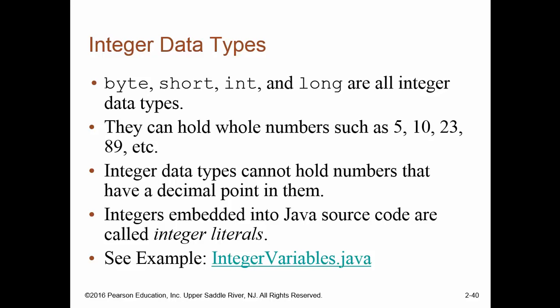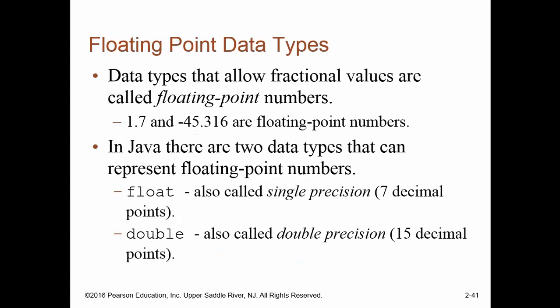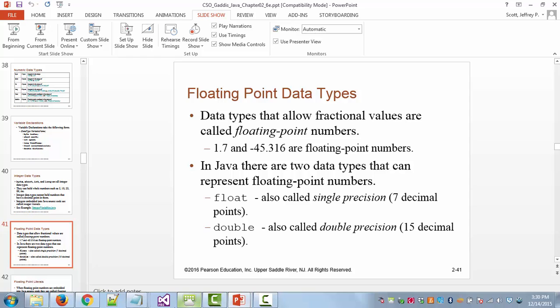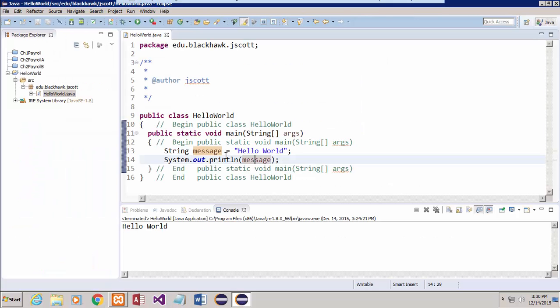Again, byte, short, int, and long are all integers, so they hold whole numbers. Floating points go into either double or float. All right, and just so you know, you're probably very rarely going to use type float.